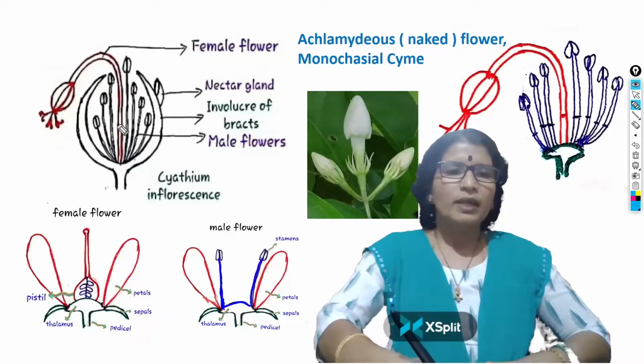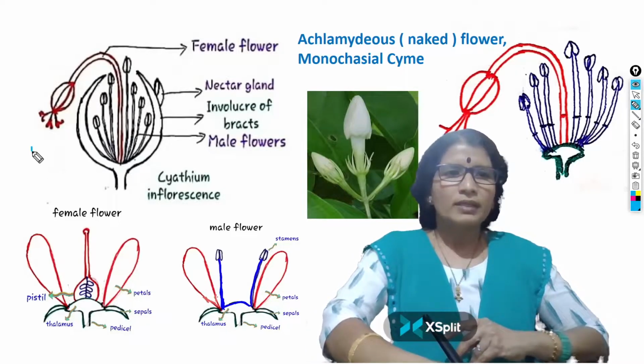Now come to the structure of the cyathium inflorescence. Usually in an inflorescence, the axis is very lengthy.